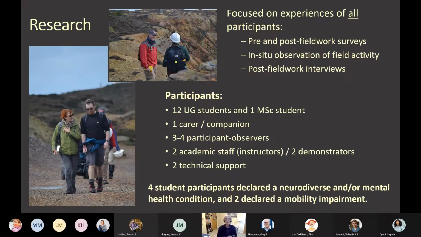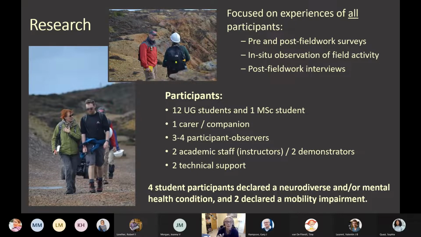So in terms of the research, again, we were very much focused on lived experiences. What is it like for these students and participants to actually take part in inclusive fieldwork? What are they able to learn? What are the barriers and the challenges? So again, lots of observation, field interviews, focus groups, and also a small number of pre and post surveys.